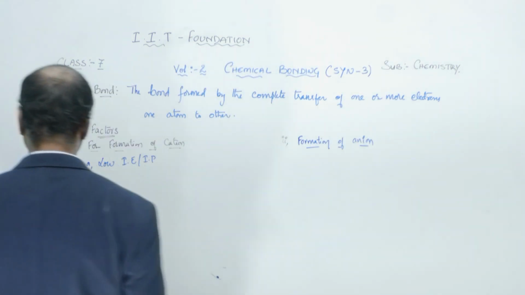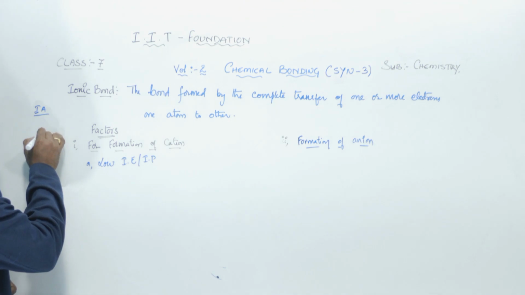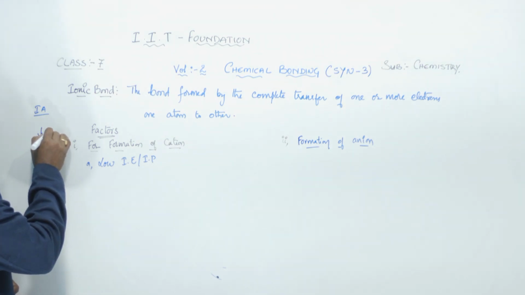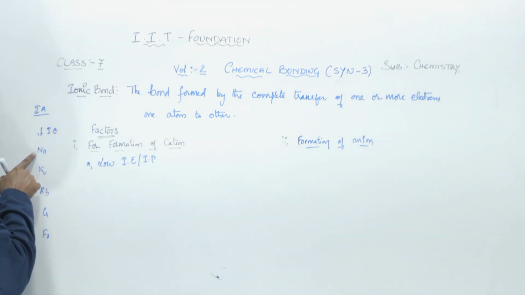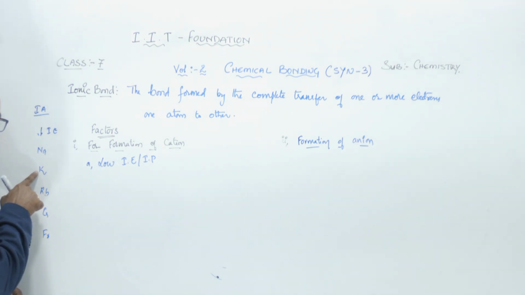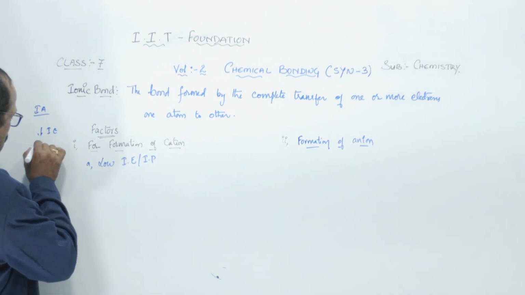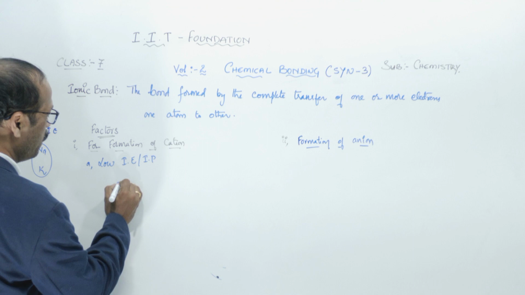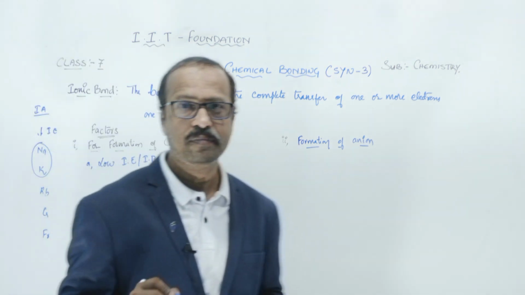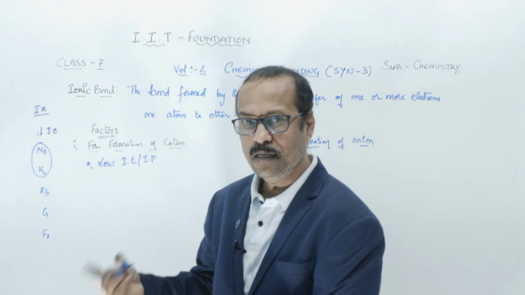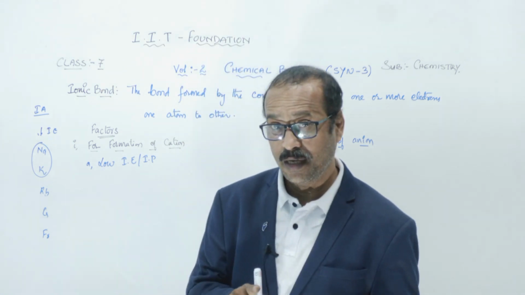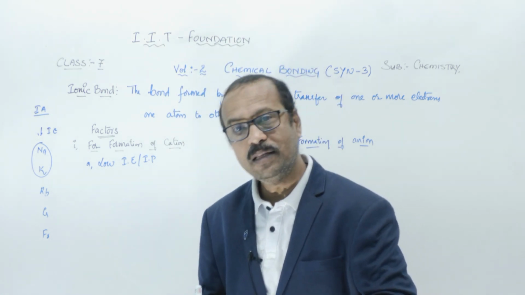Which can lose the electron very easily because ionization energy decreases. Ionization energy decreases. Okay, so decrease means what? Sodium requires more energy than potassium. Potassium requires more energy than rubidium. So in this way, if we take these two atoms, potassium loses an electron more easily than sodium.